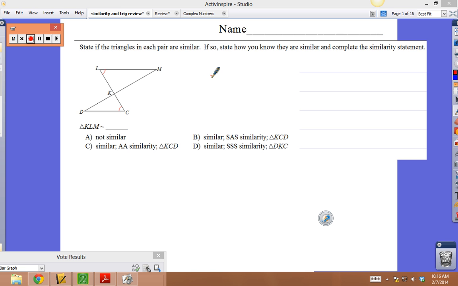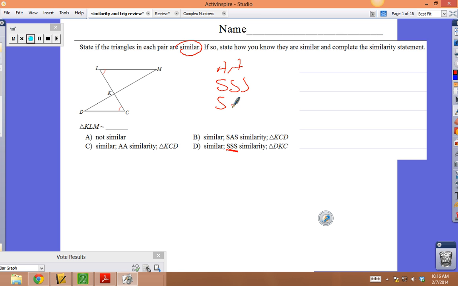Okay, there's three ways to prove triangles are similar. If they're similar, that means they are the exact same shape. They're just different size. If you have two pairs of congruent angles, so angle theorem, or if you've got three sides, like this right here, this is what they're saying, side similarity. Or if you have a pair of sides with a pair of congruent angles in between.